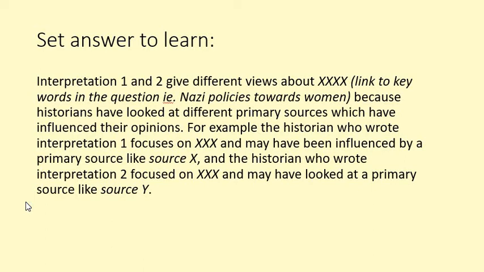So I would then write, for example, the historian who wrote interpretation 1 focuses on women being mothers and getting married, and they may have been influenced by a primary source like source B. The historian who wrote interpretation 2 focuses on women working, and they may have looked at a primary source like source C, for example.